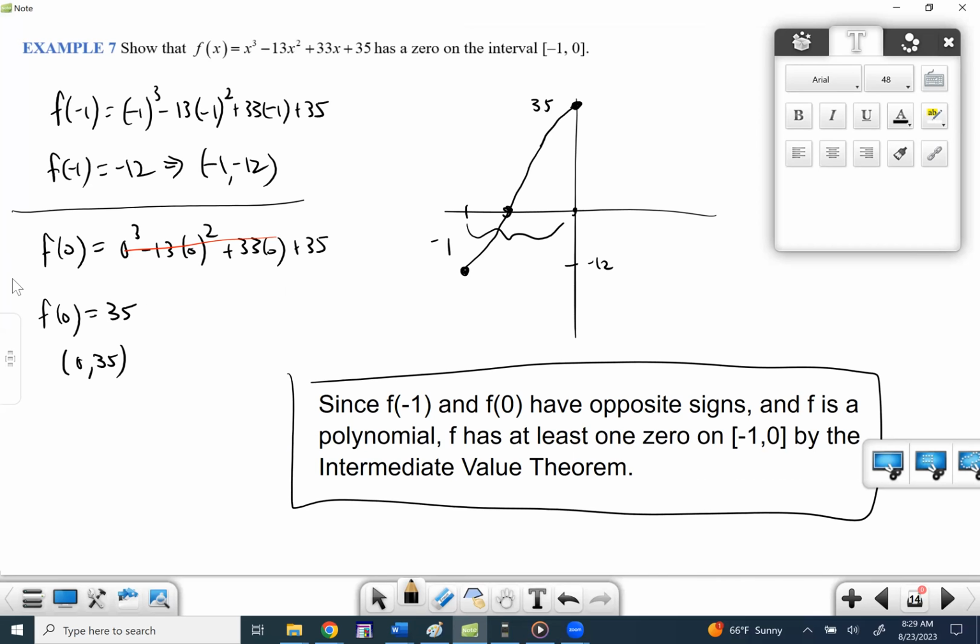So make sure you show the math over here so that you show that they do have opposite signs. And as long as the teacher sees that they have opposite signs and then you make that claim here, then you're good. Okay. All right.